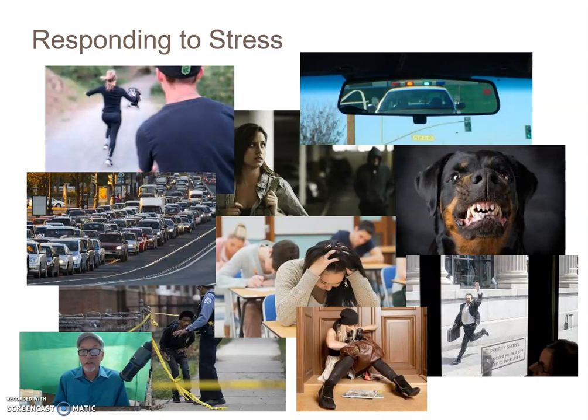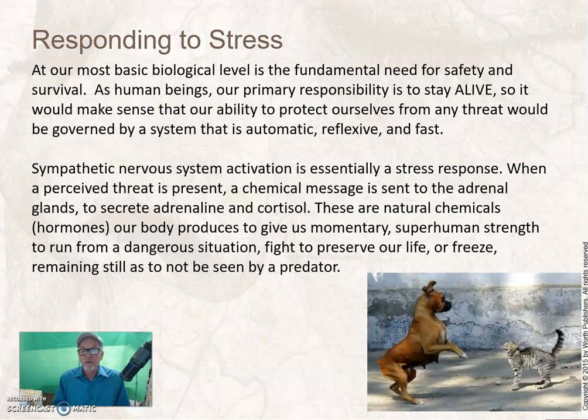Hans Selye called it eustress, which is positive stress. The stress of giving a performance, giving a speech, that first date, taking an exam. And then there's not so good stress. Episodic acute stress and chronic stress. But stress is all around us, and thank God we have a sympathetic nervous system that helps us manage and get through that. So at our most basic biological level is the fundamental need for safety and survival.